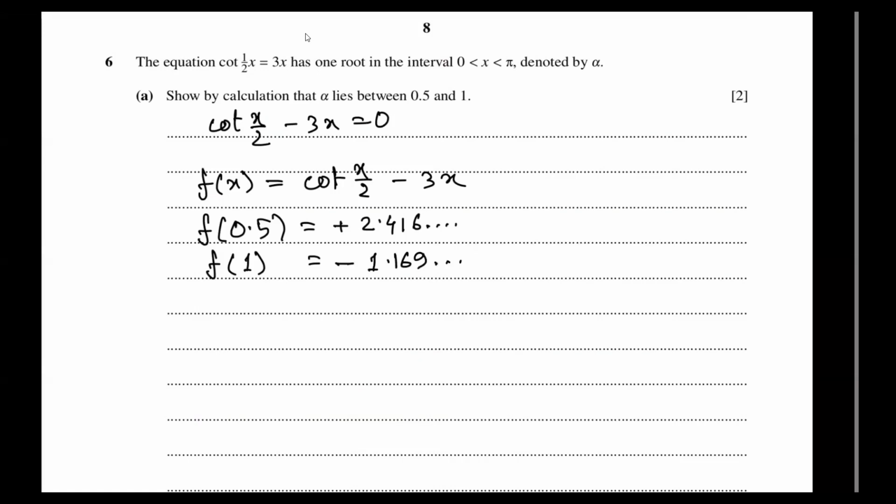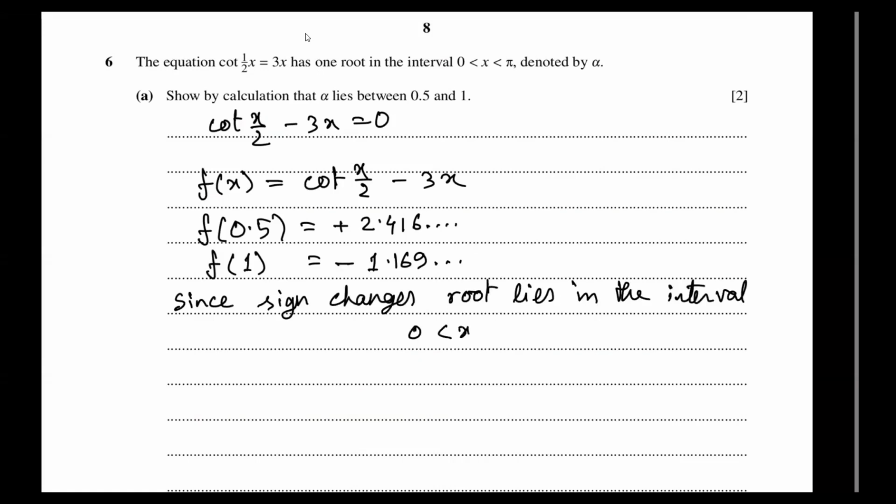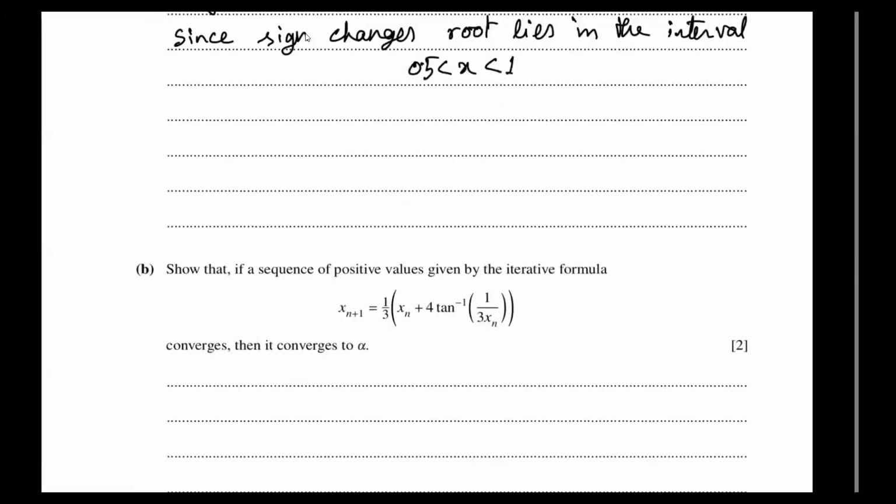Since the sign changes, the root lies in the interval 0.5 to 1. Right. That's part A.